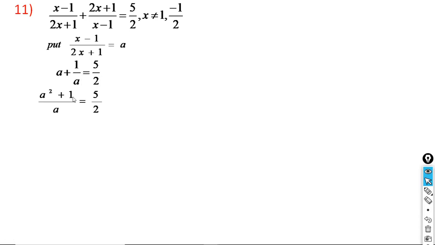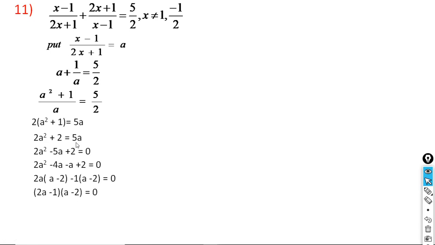By substitution, we get a square plus 1 over a is 5 by 2. By cross multiplication, we will get a quadratic equation, and that can be solved by middle term splitting, and you will find the value of a from here. The value of a comes to be 1 by 2 and 2. So for a, we have considered x minus 1 upon 2x plus 1.